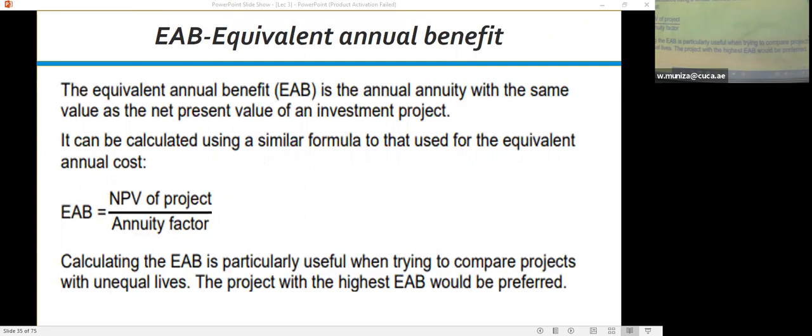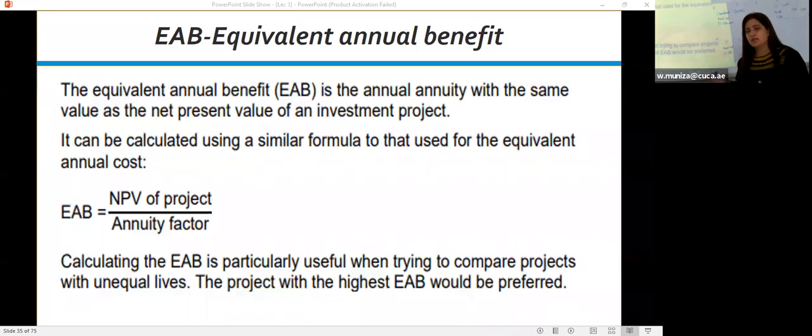Now we do have equivalent annual benefit as well, EAB. That is the formula. You can see the same formula is there: NPV of the project divided by the annuity factor. And in the exam, they can ask you to calculate EAB or they can ask you to calculate EAC. Both of them can be asked and you have to follow the same strategy. They say the equivalent annual benefit is the annual annuity with the same value as the NPV of an investment project. It can be calculated using a similar formula to that you have used for equivalent annual cost. Calculating the EAB is particularly useful when trying to compare projects with unequal lives.